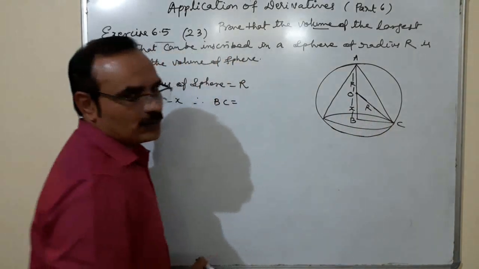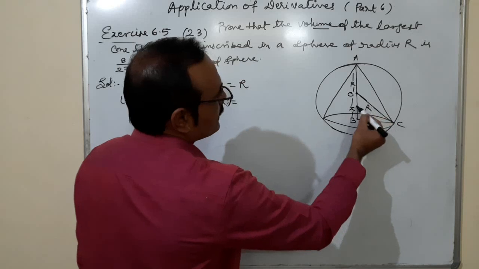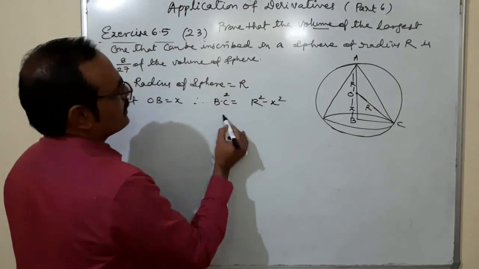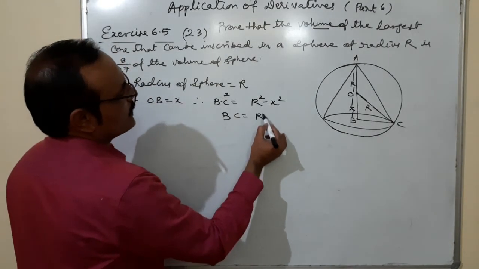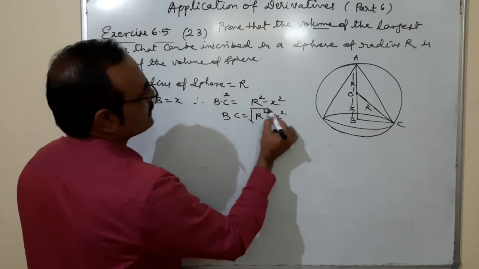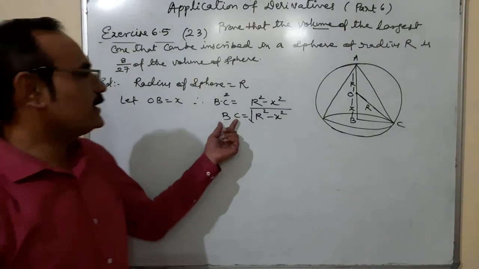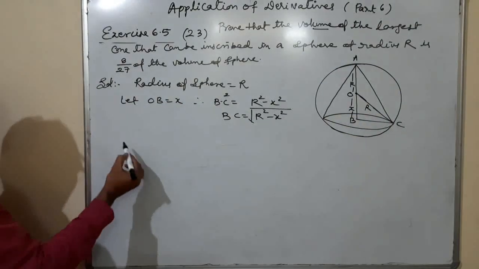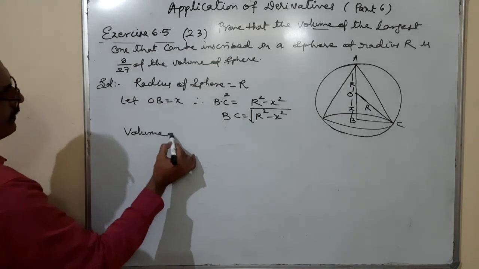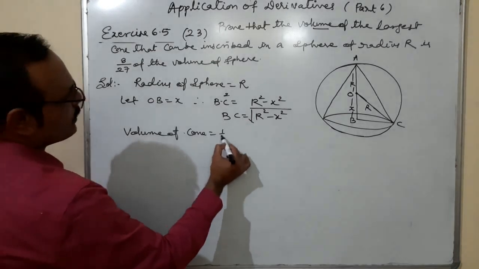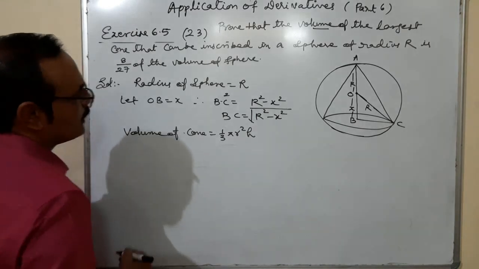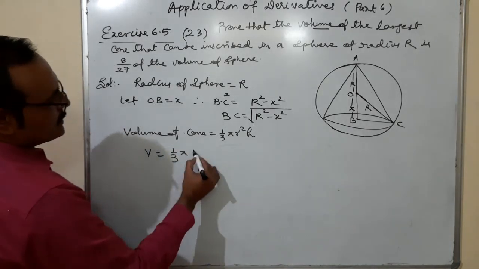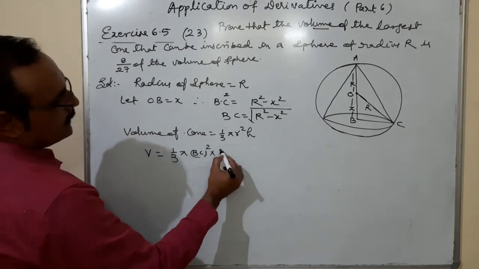in this triangle we are using Pythagoras theorem. So BC square is equal to R square minus x square. Therefore BC is equal to under root R square minus x square. BC is the radius of the cone and AB is the height. Volume of cone V is equal to 1 upon 3 pi r square h, with radius BC and h is AB.